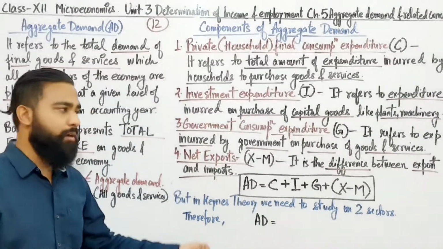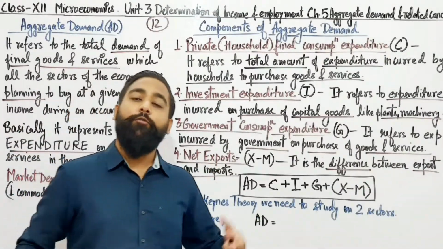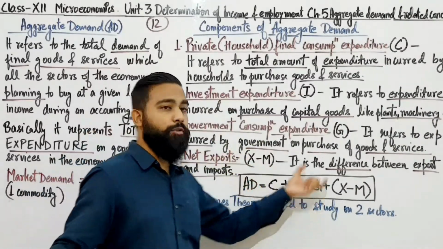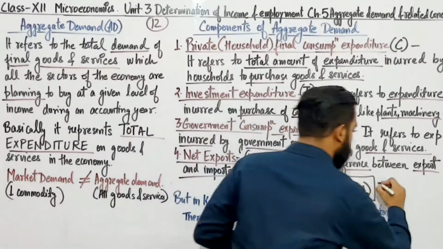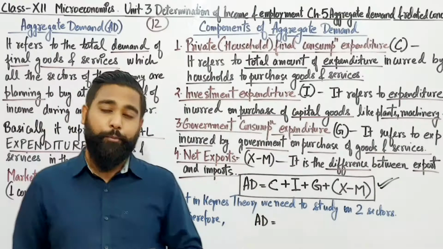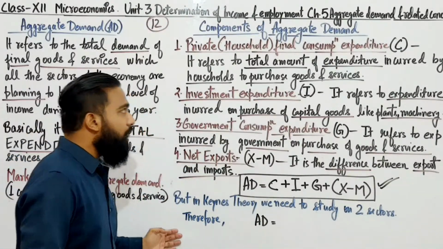If in the board exams, it is asked, write down the formula or what are the components of aggregate demand, then you have to write this formula. Fine? And you have to mention all the components. Is that clear, students? Now, let's move further.